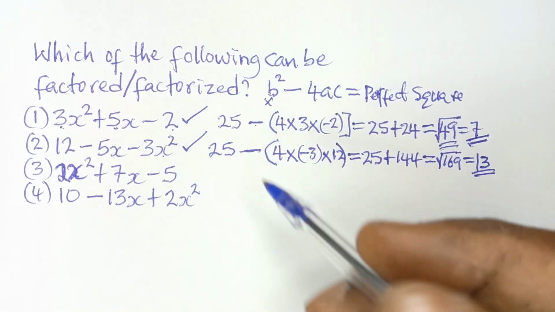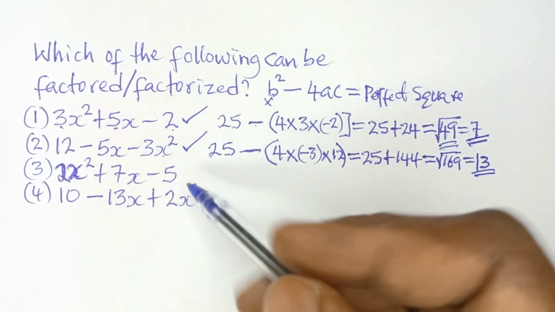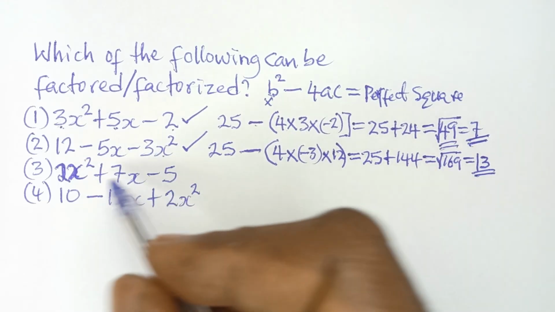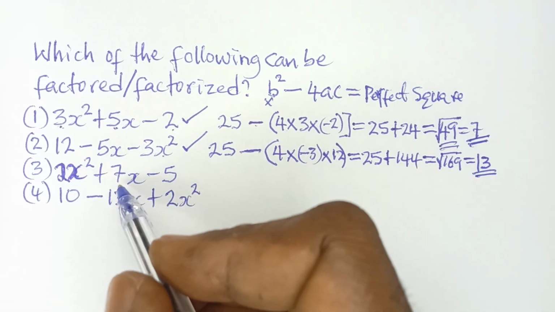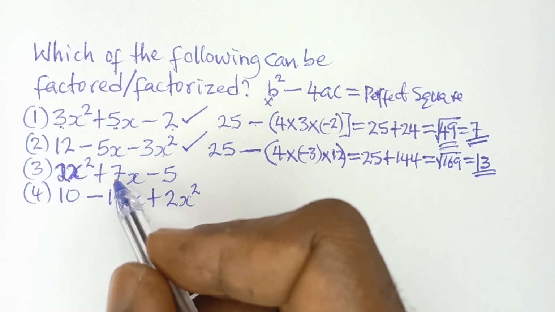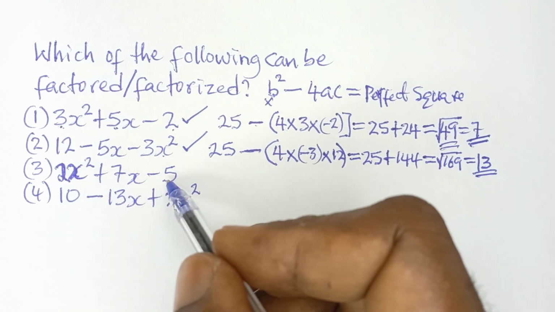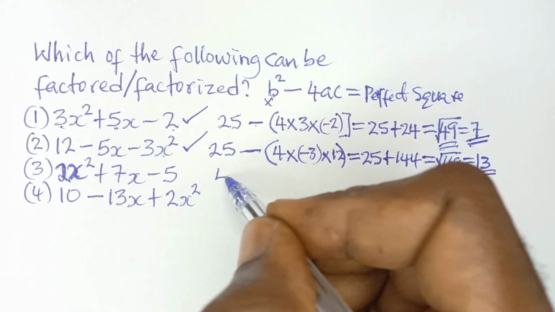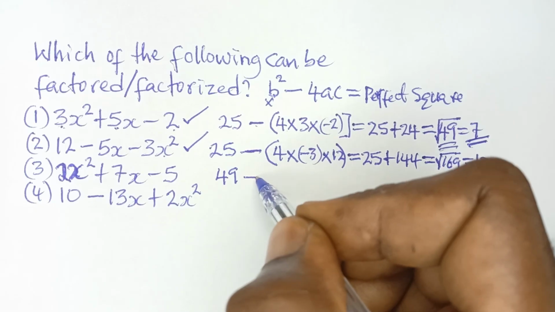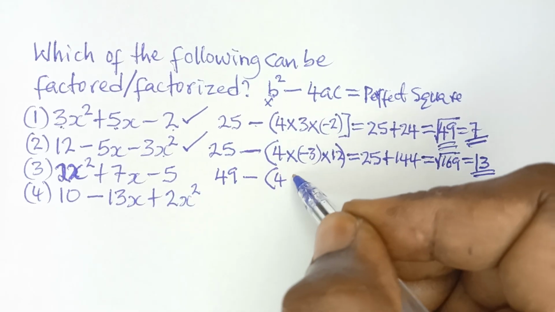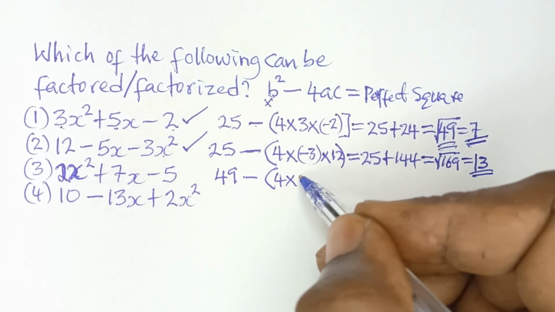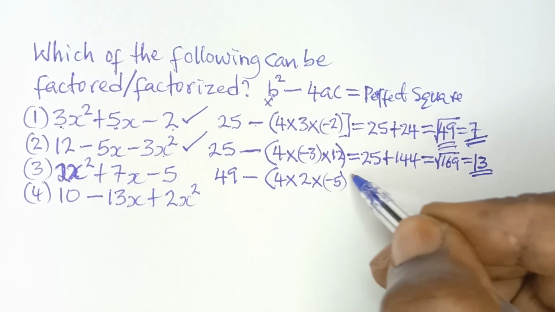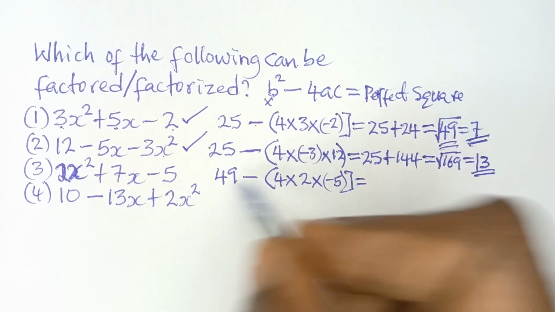So this is how to identify if a quadratic expression or equation can be factored or not. This is the trick to apply. And then now the third one, let's identify this again. A here is 2, B is positive 7, and C is negative 5. So b squared is 49. That is 7 squared is 49. Then minus 4ac. 4 multiplied by A, which is 2, and then C is negative 5.